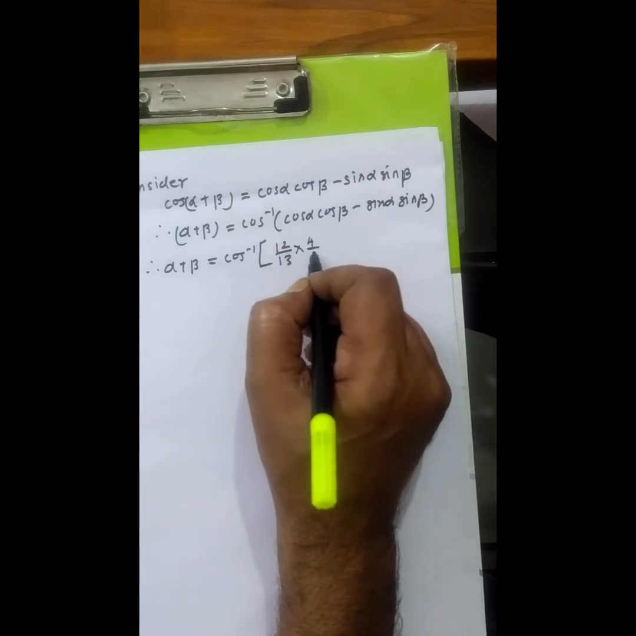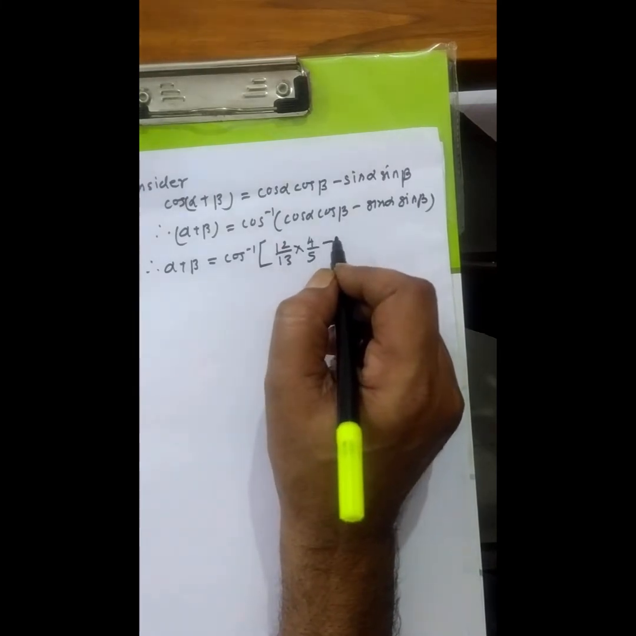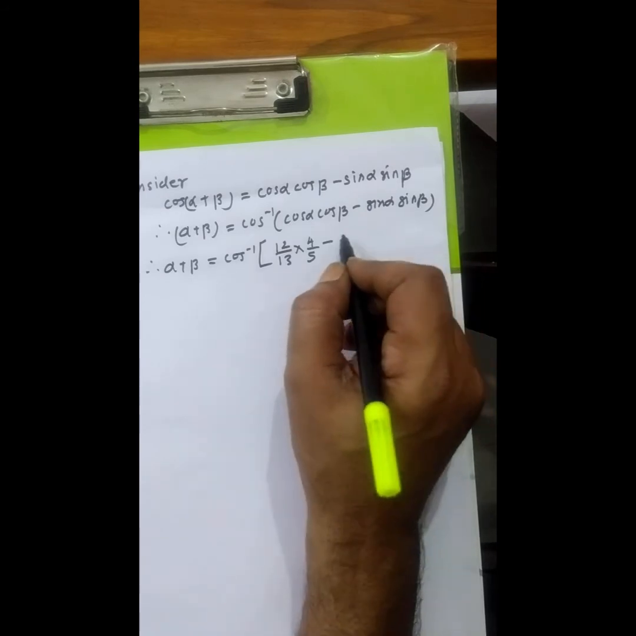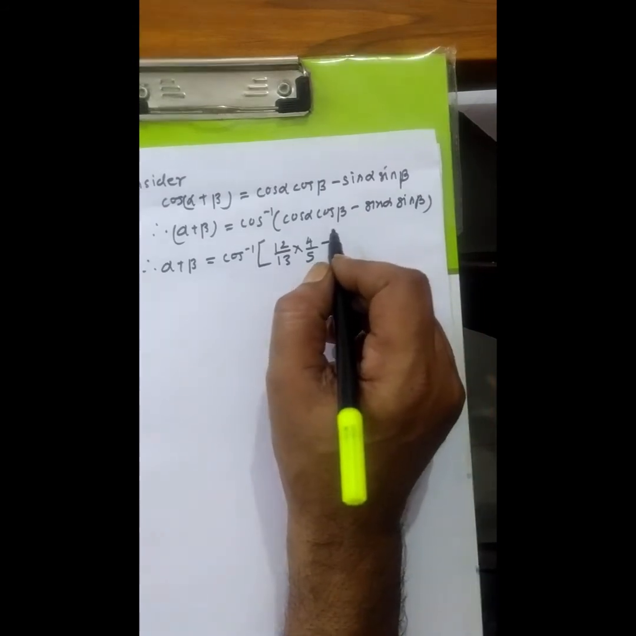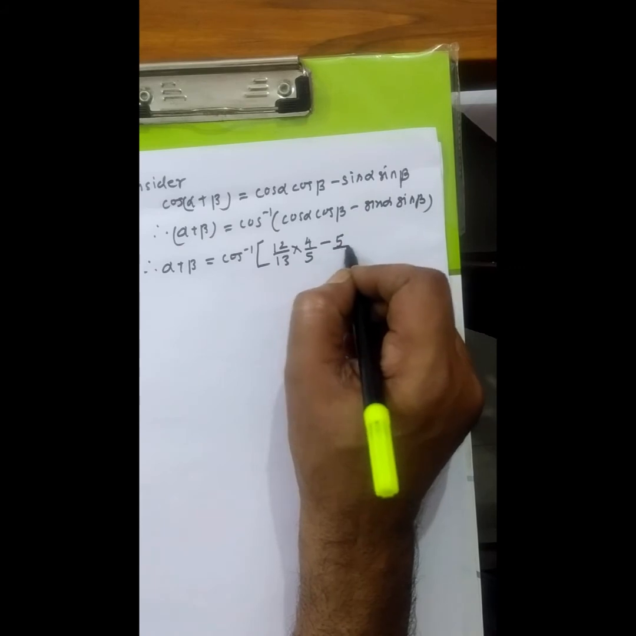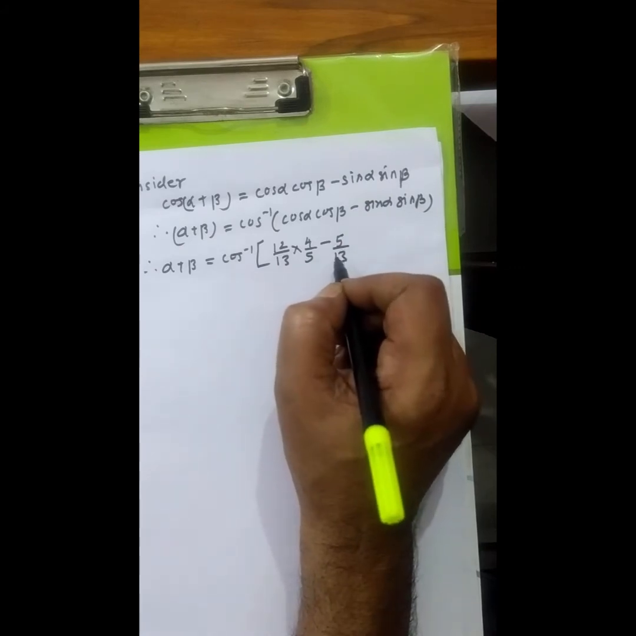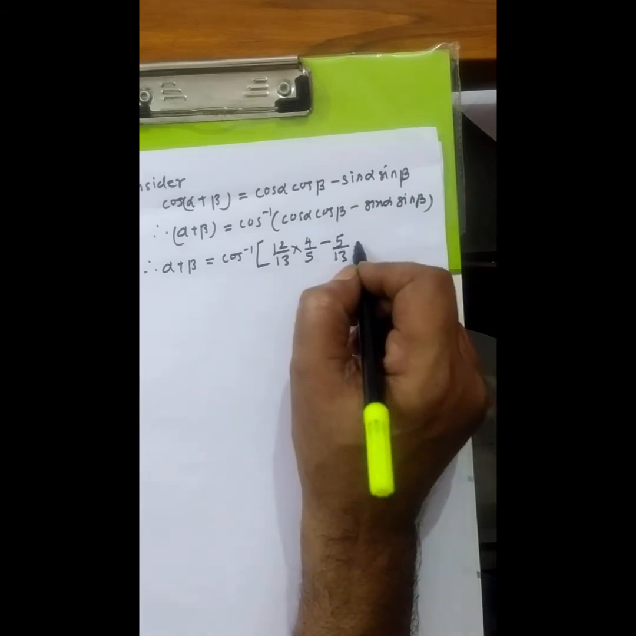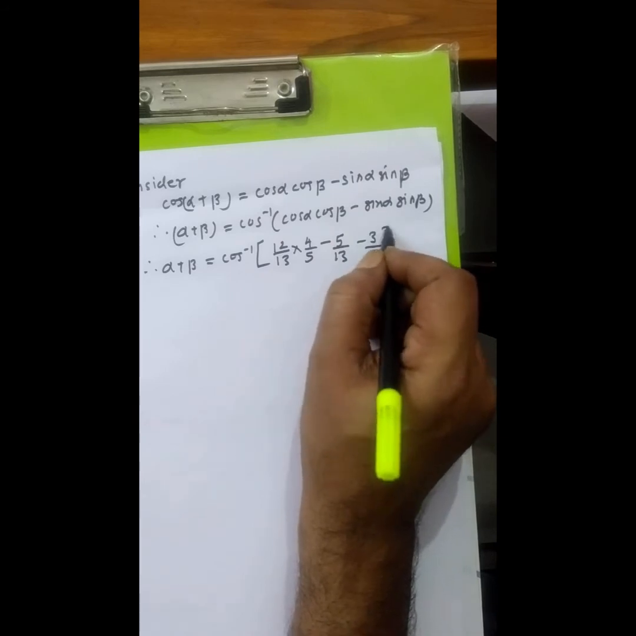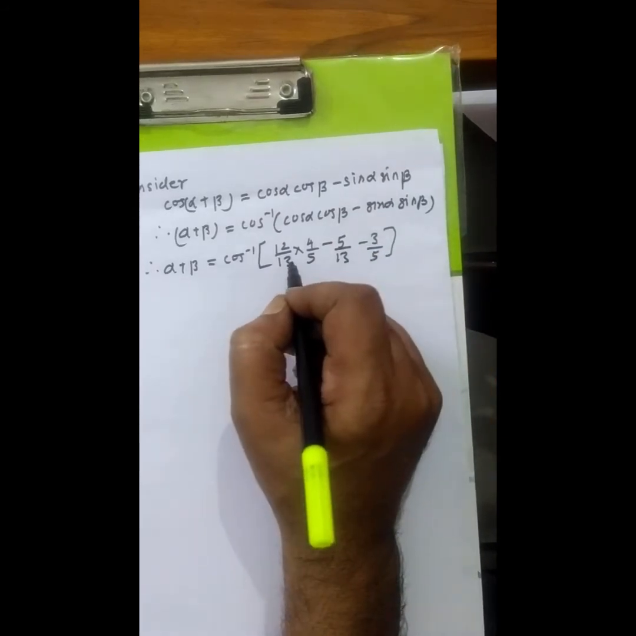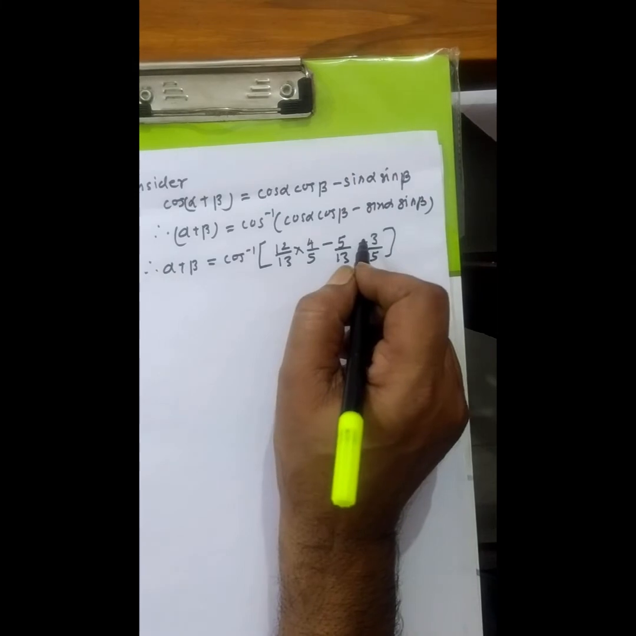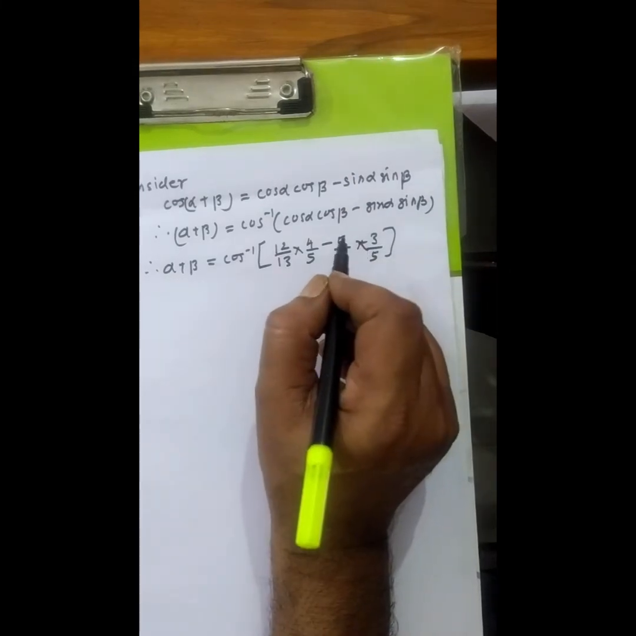So 12 by 13 into 4 by 5 minus, I will substitute for sine alpha. Sine alpha we have already found. So it is 5 by 13. And what is sine beta? Sine beta is 3 by 5. So it is 12 by 13 into 4 by 5 minus 5 by 13 into 3 by 5.